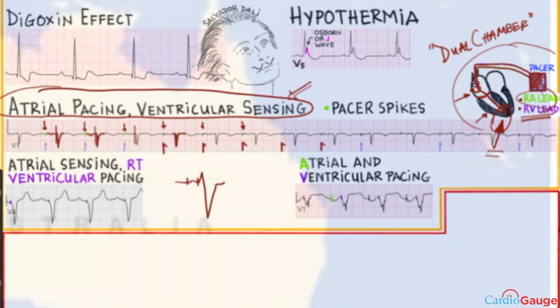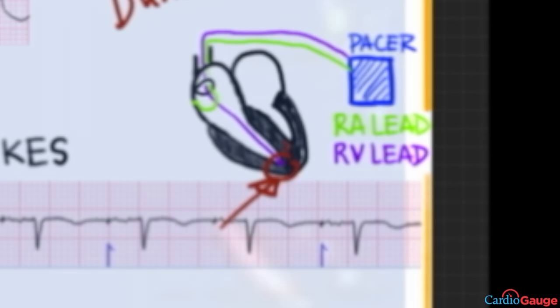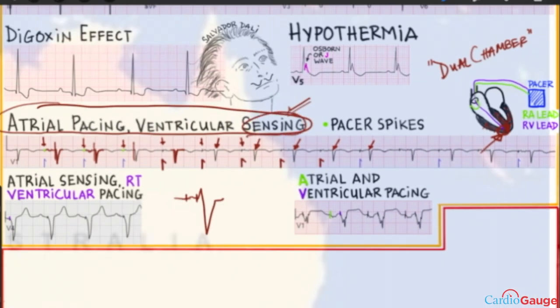And the pacemaker is watching, and it's seeing these complexes. It's sensing that this is all depolarizing around it, and it knows it doesn't need to deliver a pacemaker spike there. So by sensing, that inhibits the delivery of a voltage to pace the right ventricle. So the way we term this is atrial pacing, ventricular sensing.